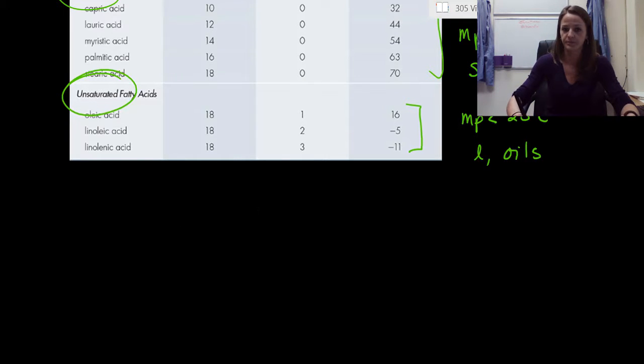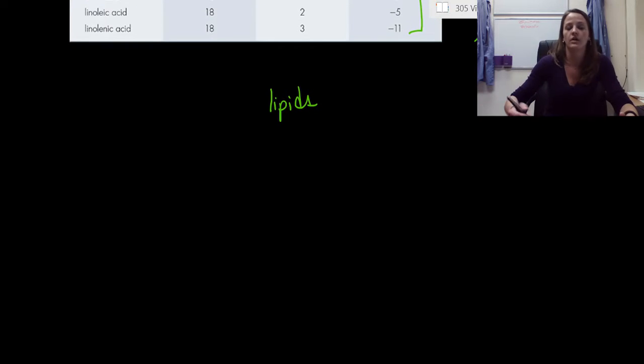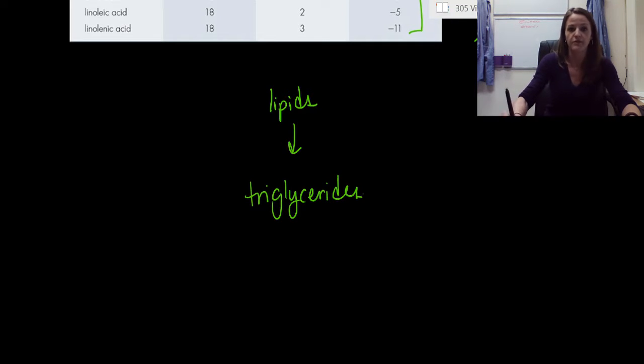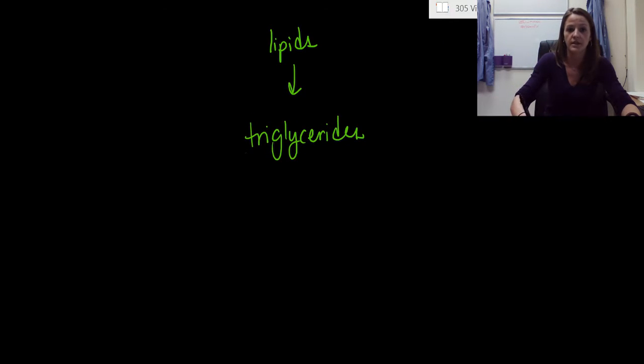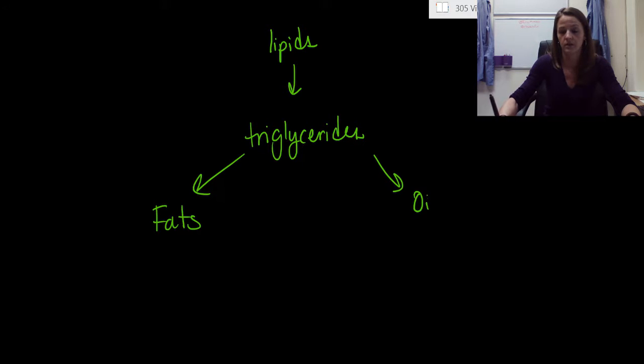So the last thing I want to do is we're going to continue to build this tree, or this flow chart, essentially, starting with lipids. So let's start with lipids, right? Lipids is your overall class, okay? These are the ones that are insoluble in water. From lipids, we can break it down to triglycerides, right? This has to have 3 ester functional groups. From triglycerides, we can break these apart into either fats or oils.